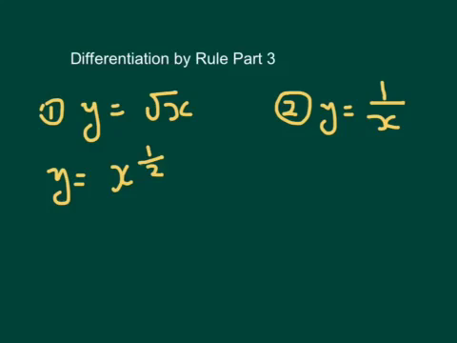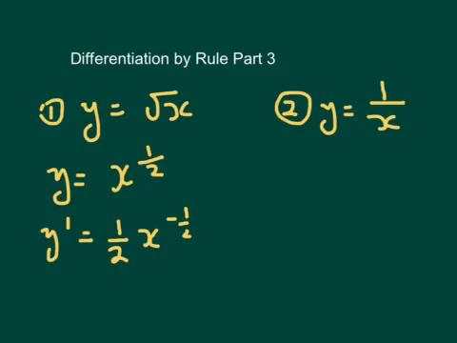Alright, so y equals x to the power of a half. Now, I'm going to use this symbol for the derivative, y dash. We follow the same rules that we've been following all along. In other words, we bring the index out front, half x, and we reduce the index by 1, so it's negative a half.